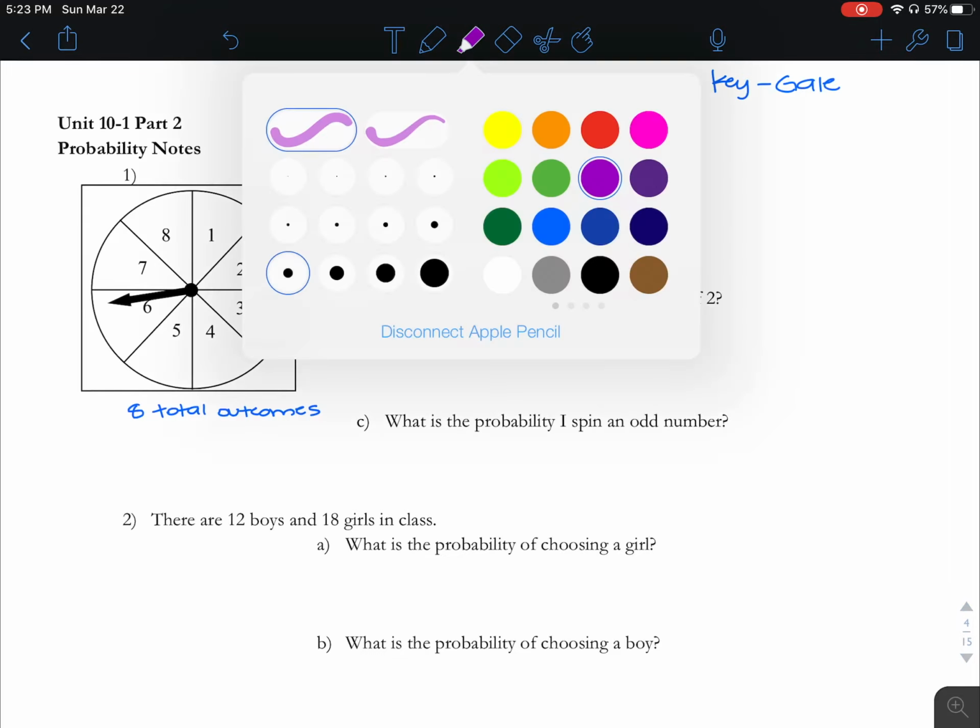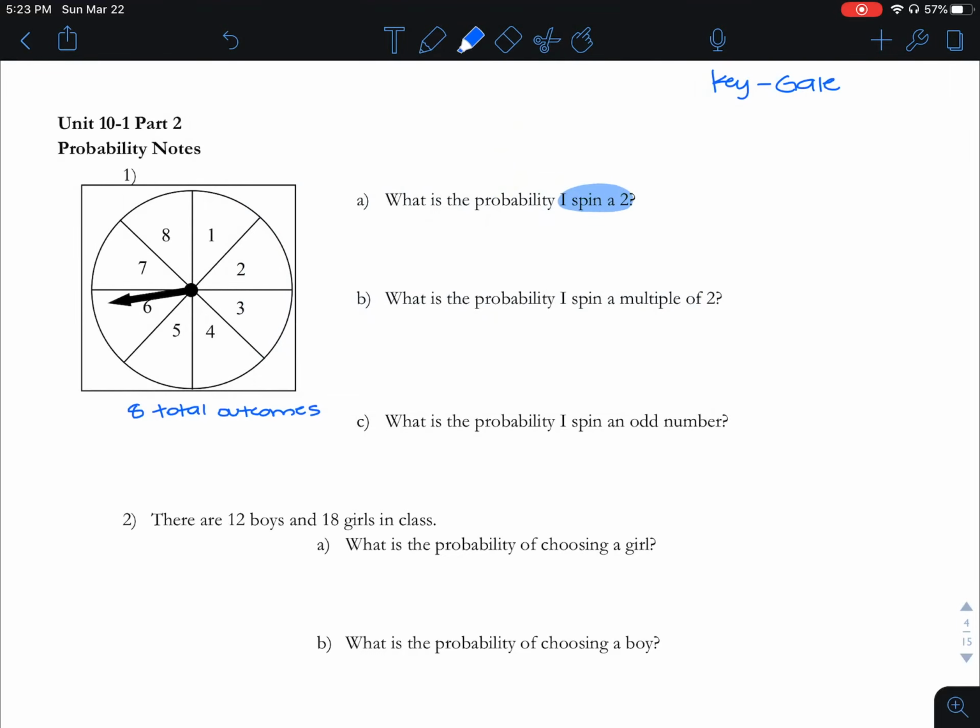Okay, so we want to know what is the probability that I spin a 2. In my picture of my wheel, right here, how many 2s do I see? I only see one. I see one number 2. If we remember from the last video, it's my total over my possible. Okay, my total always goes on the bottom, so in this case, the total outcomes that I could have is 8. I only see 1, 2.